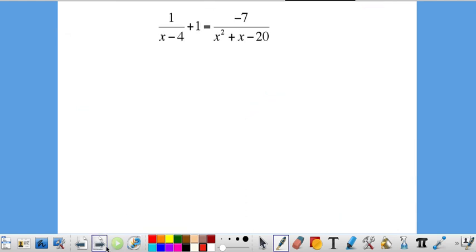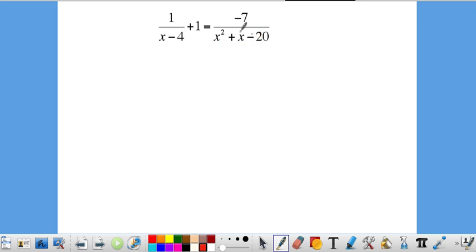We'll just try a couple more. If you have a decent understanding of this topic, feel free to just back out, but we'll do a couple more for people who want more practice. 1 over x minus 4 plus 1 equals negative 7 over x squared plus x minus 20.